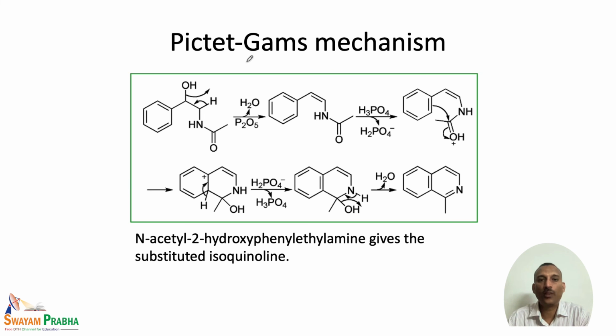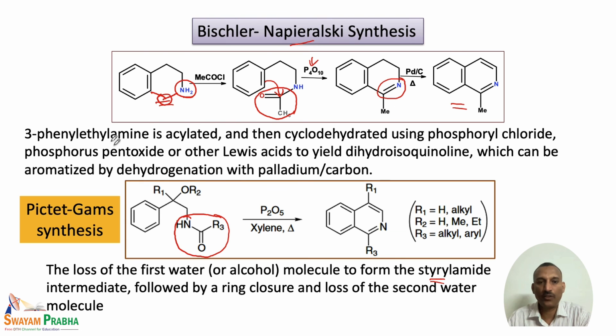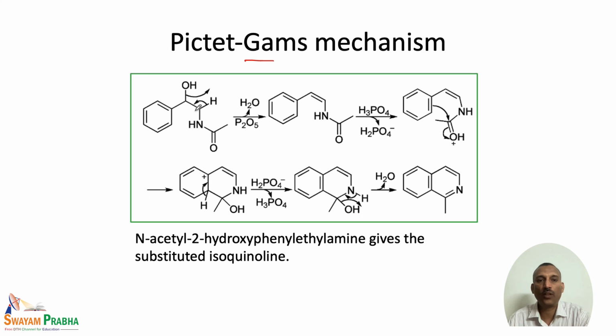So, how does this Pictet-Gams reaction work? If we look at this structure, we have OR2, and the second one is hydrogen. So, we start with the hydroxy unit. When we start with the hydroxy unit, the first and foremost reaction is the loss of a water molecule, because we are using a dehydrating agent and we are also heating this reaction. So, the loss of a water molecule is the initial step, and that leads to this particular intermediate.